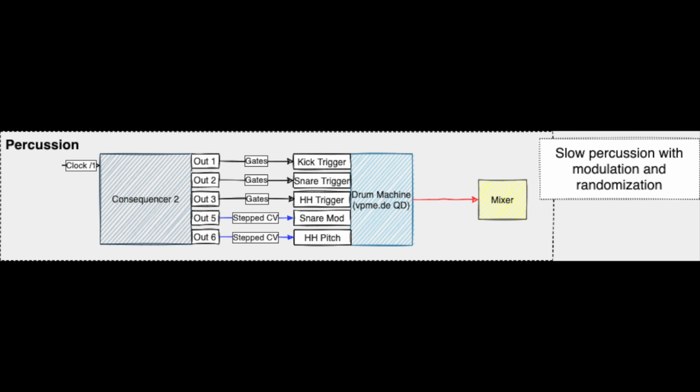We're also modulating the drum sound. So the snare is being modulated by stepped CV coming out of Consequencer output 5. Out of output 6 on the Consequencer, we've got some more random step CV, and that's modulating the pitch of the hi-hat. This is clocked incredibly slow, so the variations that we hear in this patch are quite subtle. But let's have a listen to that.